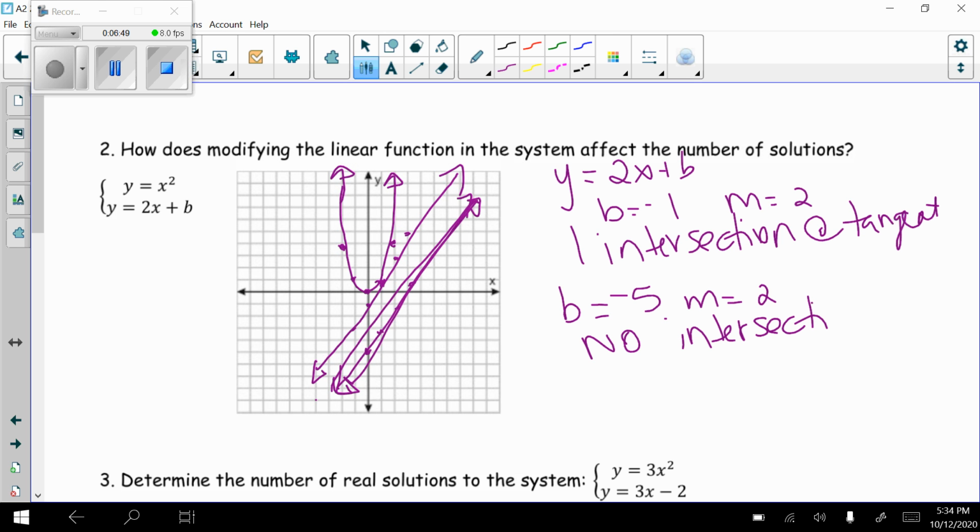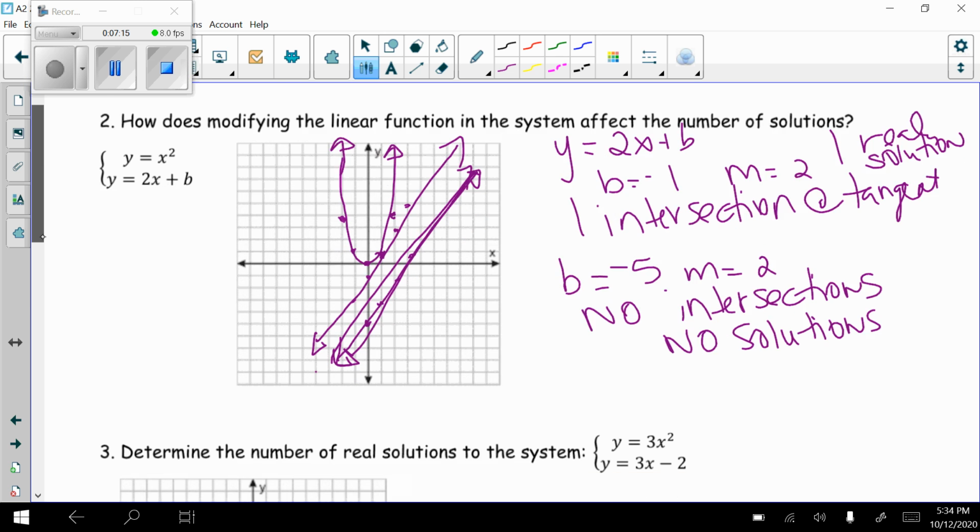So you can see how changing the b value will change how many solutions we have. Okay, so this one would have no solution. If b was negative 5, no solution. If b was negative 1, I had one real solution. On number 1 on the previous page, when b was 0, we had 2 real solutions.